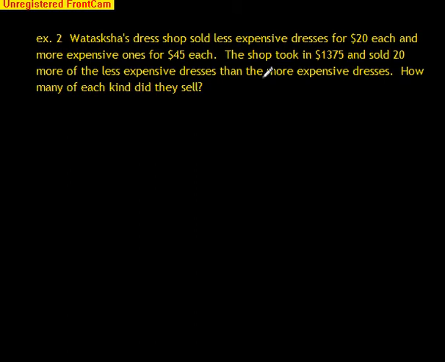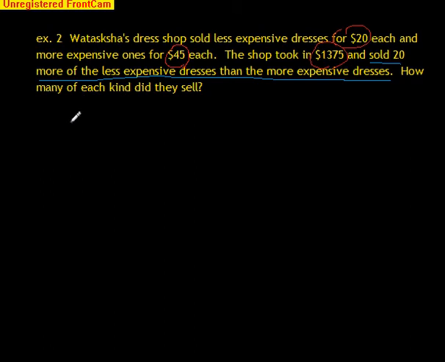Well, this is a little bit more confusing because they're saying they sold 20 more of the less expensive than the more expensive dresses. So on this one, let's set up our two equations. We know we have our value equation. For a value equation, all the ones with money would be in the same equation. So we need to have our variables.